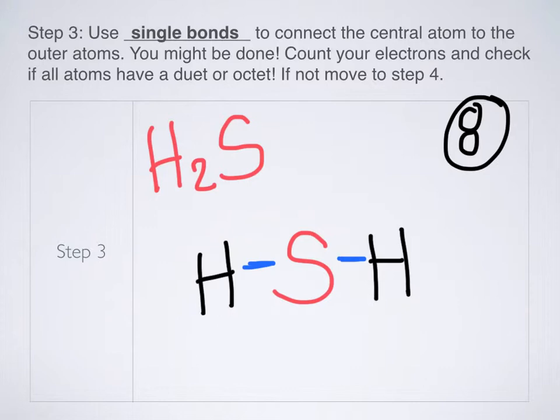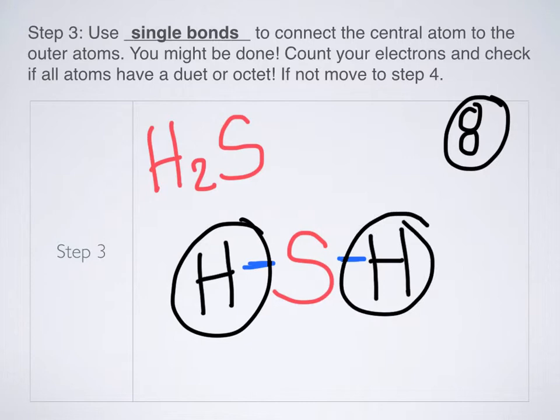Alright, so remember, hydrogen wants a duet. It is the only element that we're going to be using in compounds that only wants to have 2 electrons associated with it. So right now, technically, hydrogen has a duet in both situations. This hydrogen has a duet, and this hydrogen has a duet. The big problem here is, of course, that sulfur follows the octet rule, and it only has 4. So I need to move on to step 4.